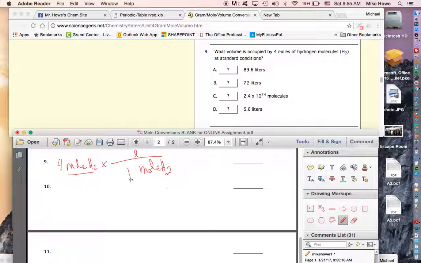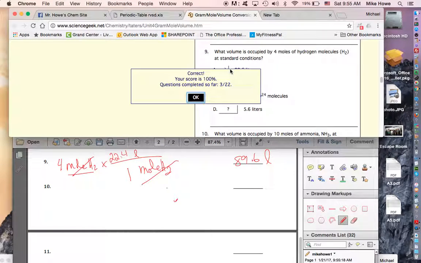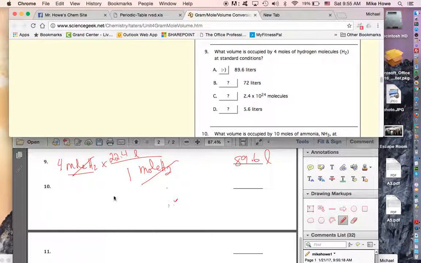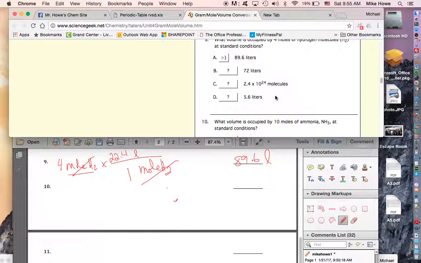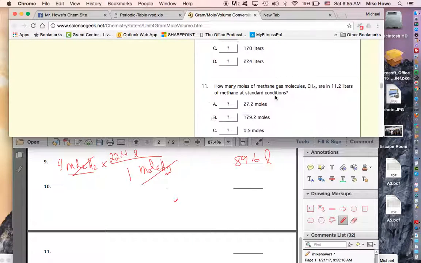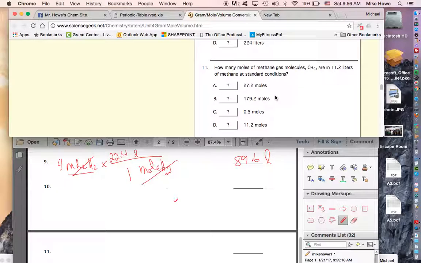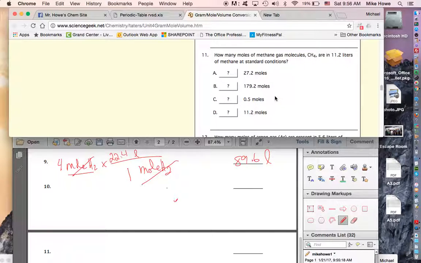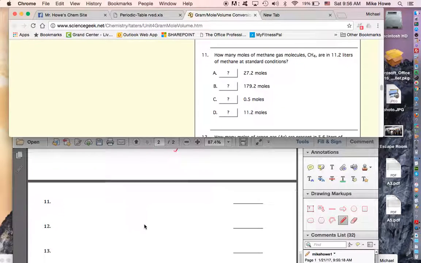Now, 1 always goes in moles. Remember that gas definition is 22.4. So 4 times 22.4, 89.6. Moles cancel, liters. So then you click on 89.6, you get a little smiley face. If you look at number 10, let's see what volume is occupied. Let's go down to number 11. So number 11, you've got 11.2 liters of methane.